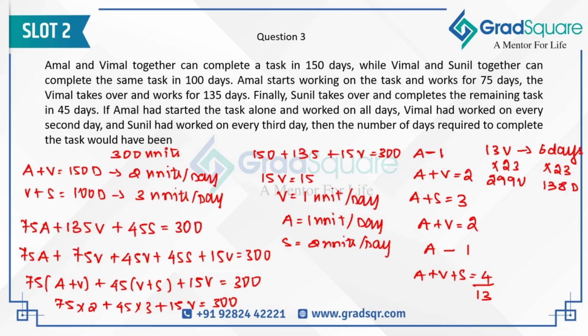138 days, but the total work has not been completed. So we have one more unit, and on the 138th day, who would have worked? Amal, Vimal and Sunil would have worked, and on the next day Amal will be coming for work and will be doing 1 unit. So the total 300 units is completed in 139 days. So 139 will be the answer for this question.